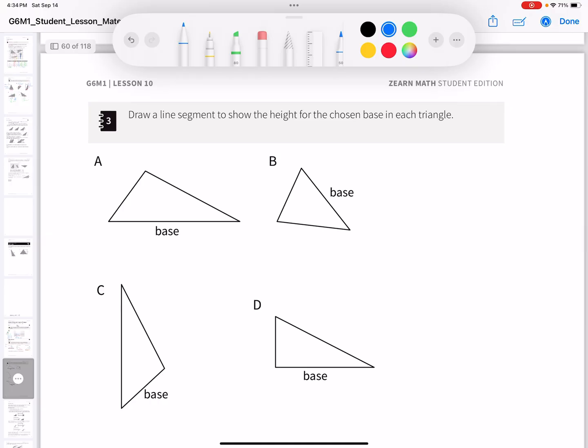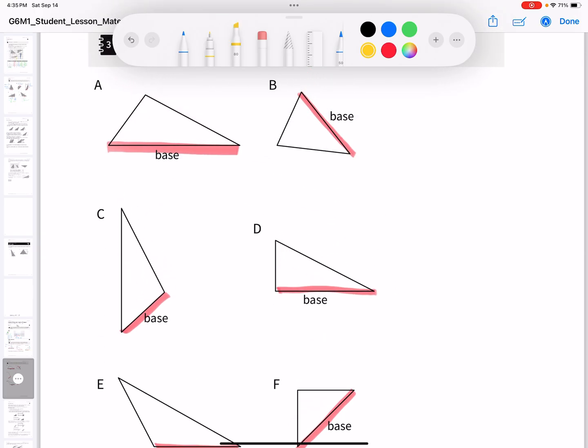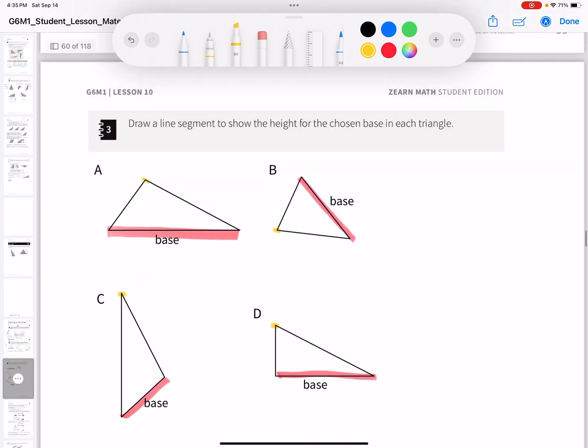Draw a line segment to show the height for the chosen base in each triangle. So I'm going to go through and label all of my bases first. So here's the base. Here's the base. The base. The base. The base. And the base. Then I'm going to go through and mark all of my opposite vertices, right? So the opposite vertex from this base is this one. B, it's this. C, it's this. D, it's this one. E, it's this one. And F, it's that one. Notice how my base doesn't touch the opposite vertex. That's how I know that that's the vertex that goes with the base.